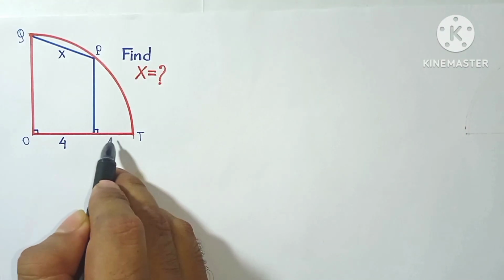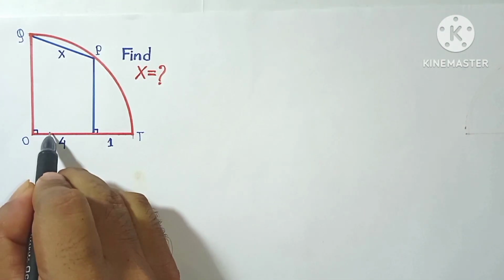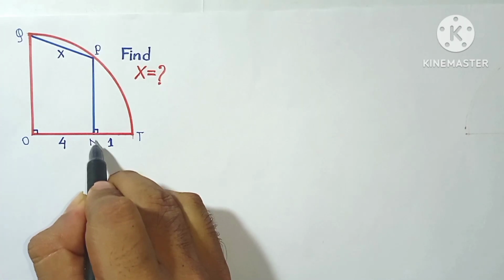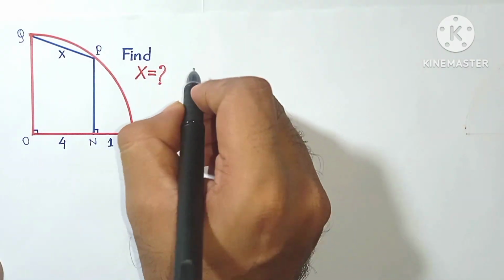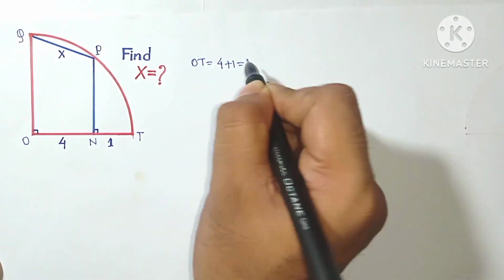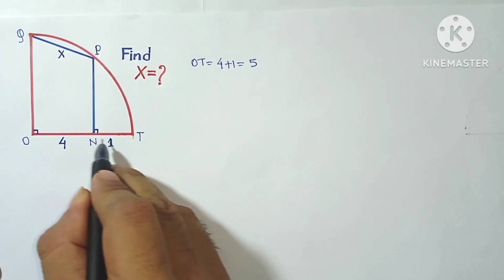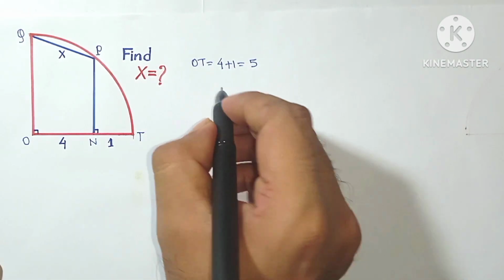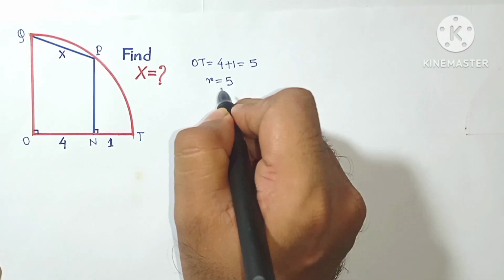This entire horizontal line OT is divided into two segments, and this segment is 4, and this segment, let's say this NT, is 1. So this horizontal line OT is 4 plus 1, which is equal to 5. And you can see that this bottom horizontal line OT is the radius of this quarter circle. So the radius R of this quarter circle is 5.